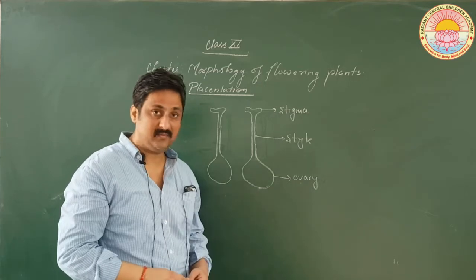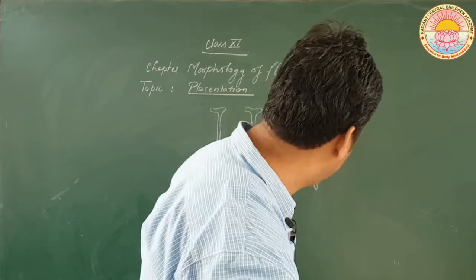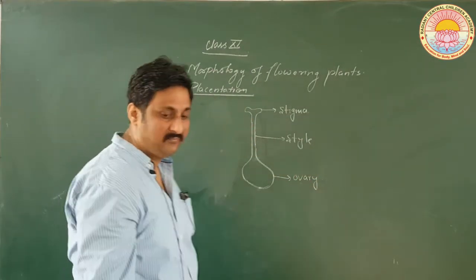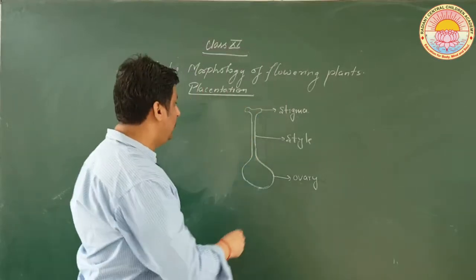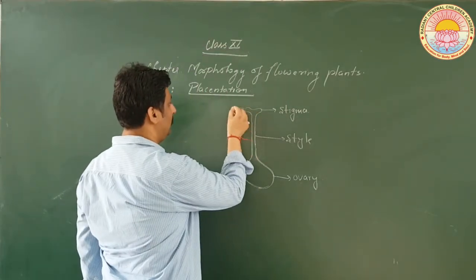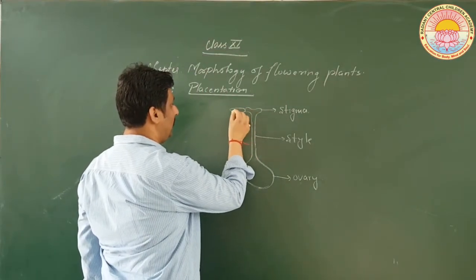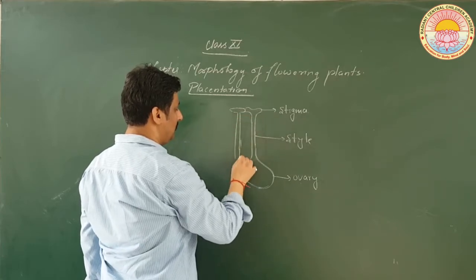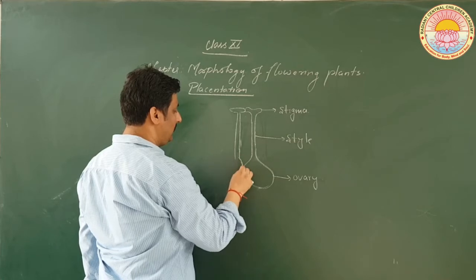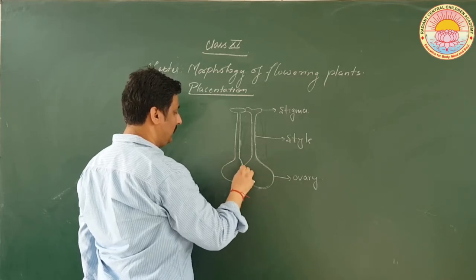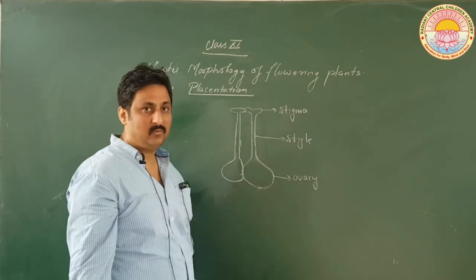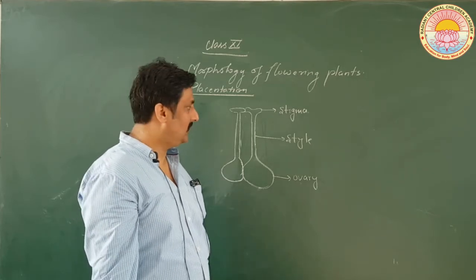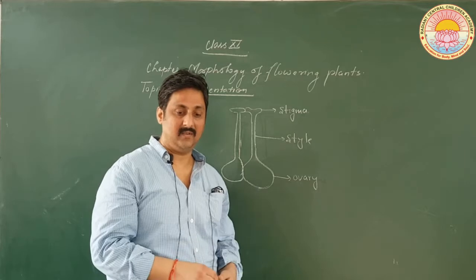But in certain cases they are united. For example, in tomato and mustard, they are united, very close to each other and fused. This condition is called syncarpous, where they are united, fused. So in tomato and mustard, this condition is called syncarpous, when they are united with each other.